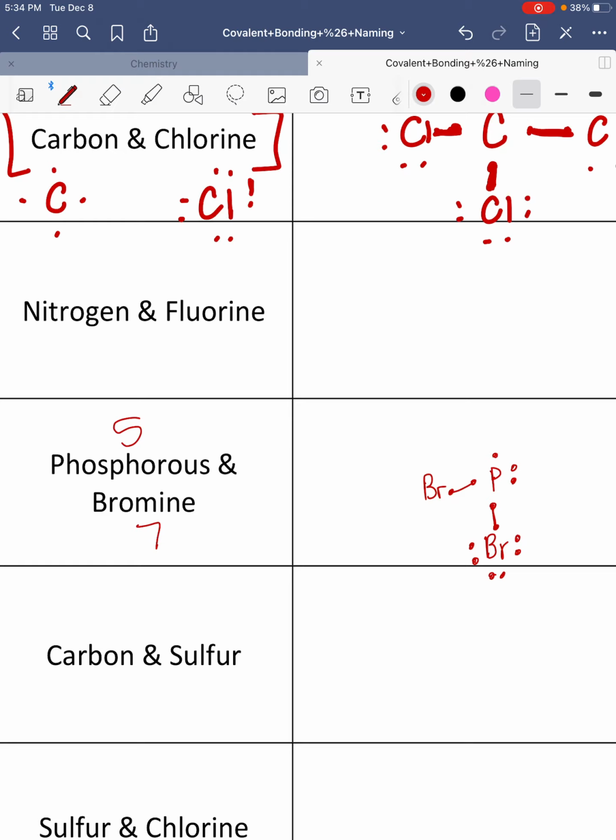Do it on the other side. 1, this is going to be 2, 3, 4, 5, 6, 7, 8. And then do it on this side. 1, 2, 3, 4, 5, 6, 7, 8. Bromine has 8, this one has 8, this one has 8, and then let's count out phosphorus. 1, 2, 3, 4, 5, 6, 7, 8. That one checks out too.